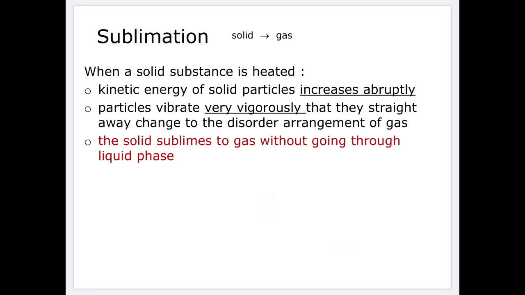When a solid substance is heated, kinetic energy of solid particles increases abruptly. The particles vibrate so vigorously that they straight away change to the disordered arrangement of gas. Thus, the solid sublimes to gas without going through the liquid phase.